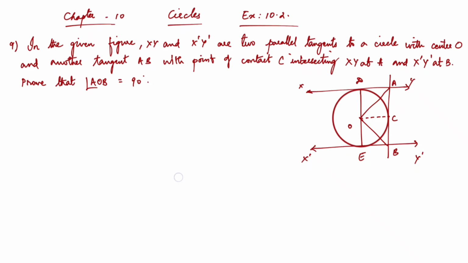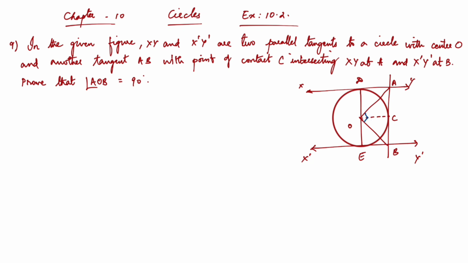Today let us see the ninth question of exercise 10.2. In the given figure, XY and X'Y' are two parallel tangents to a circle with center O, and another tangent AB with point of contact C intersecting XY at A and X'Y' at B. Prove that angle AOB is equal to 90 degrees. We have to prove angle AOB is equal to 90 degrees.